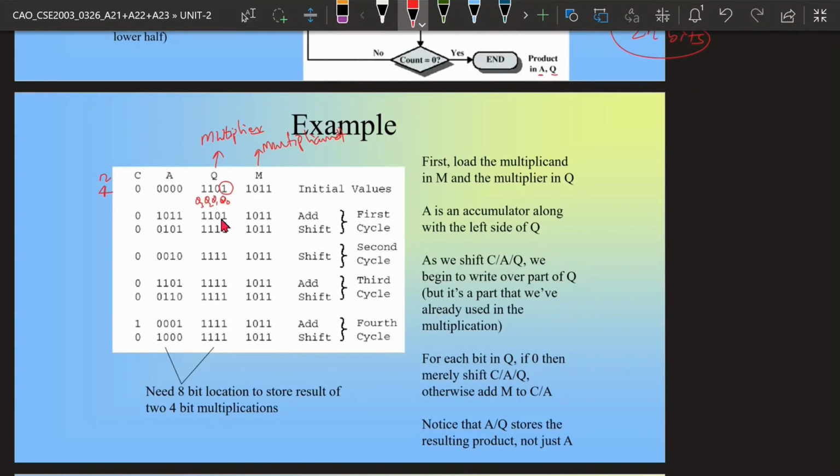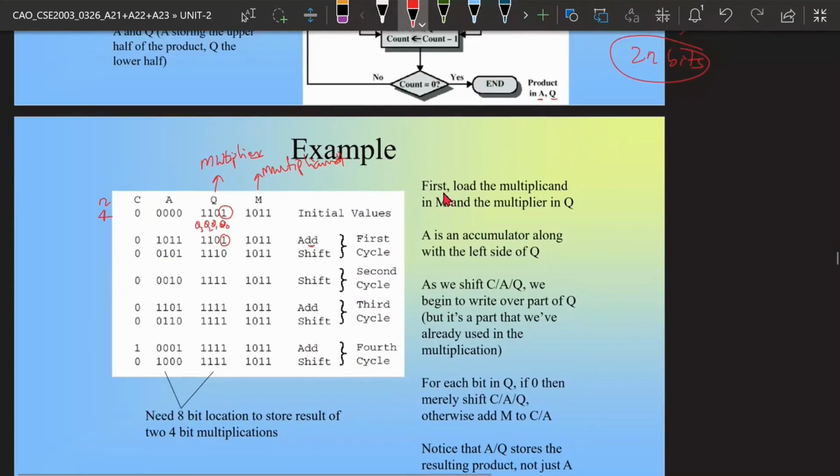Here, if it is 1, we should add this value and this value. So the first step will be add. After the add, the accumulator content is 1011 now, whatever the multiplicand content was. Once we have added, the Q value will be the same and the M value will be the same.